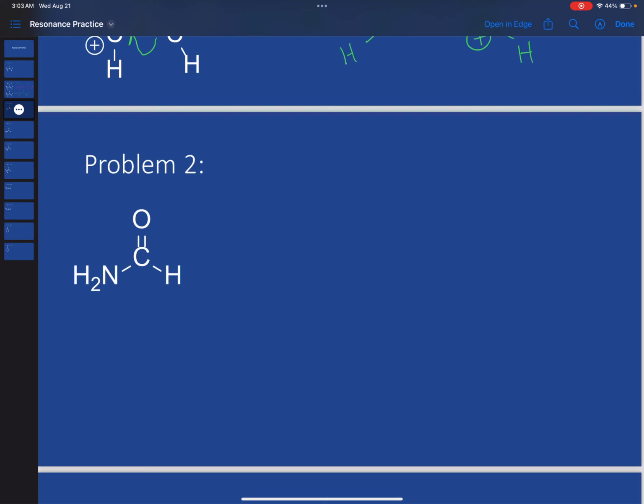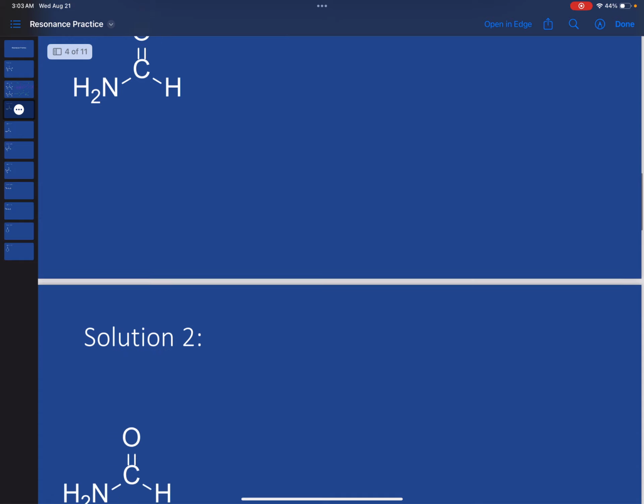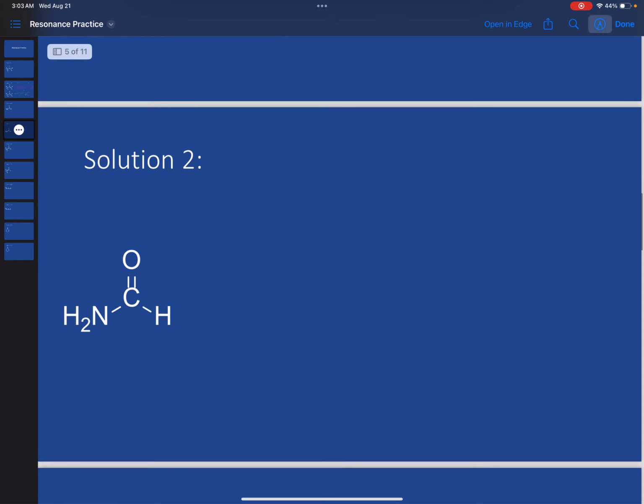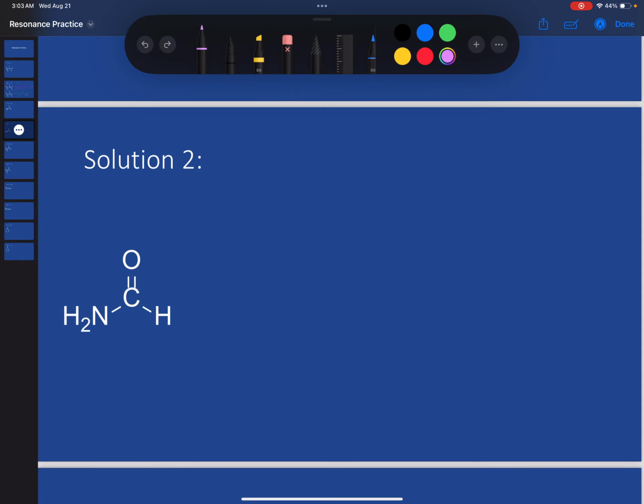Everyone. So here is another practice problem where we are going to draw a resonance structure of this compound. If you would like to go ahead and give it a try, feel free to hit pause. Otherwise, I'm going to go ahead and start working on this.